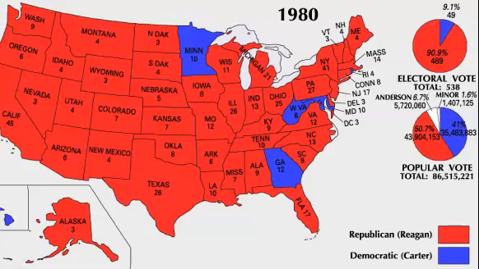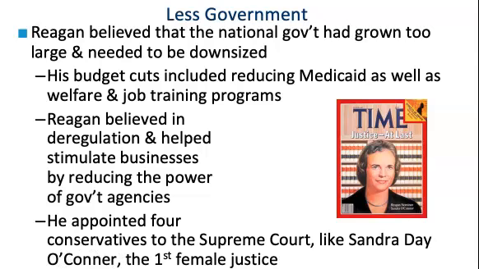And he really starts to follow through on a lot of his conservative ideologies. He believes that the national government had grown too large and needed to be downsized. He cuts budgets, for instance, by reducing Medicaid and welfare and job training programs. He also believes in deregulation and stimulating businesses, and so he reduces the power of government agencies. He also, during his presidency, is able to appoint 4 conservative justices to the Supreme Court, including its first woman, Sandra Day O'Connor.